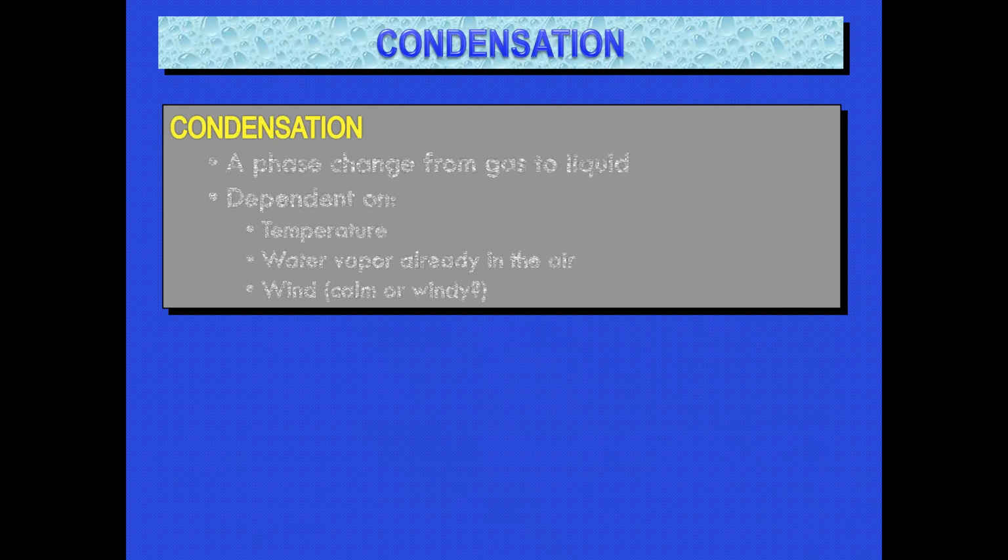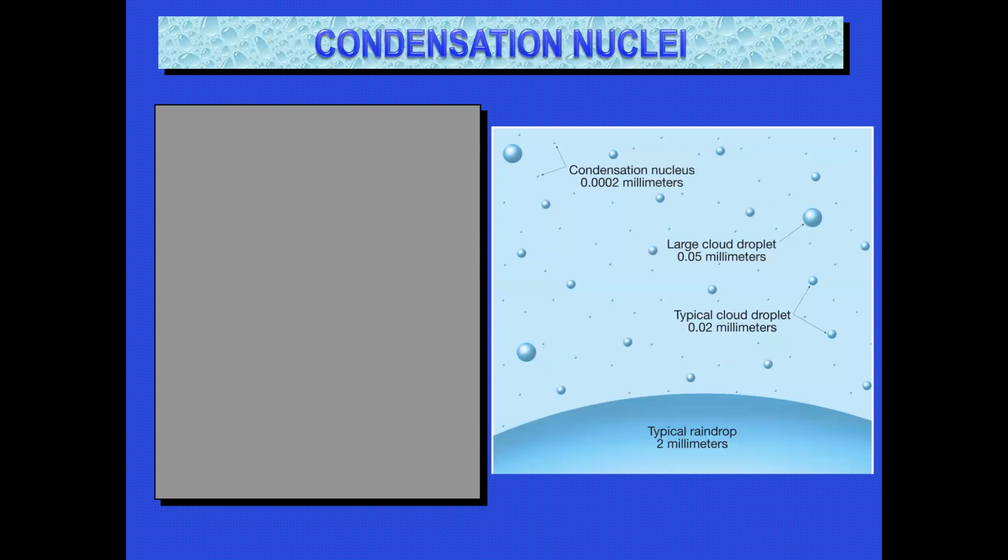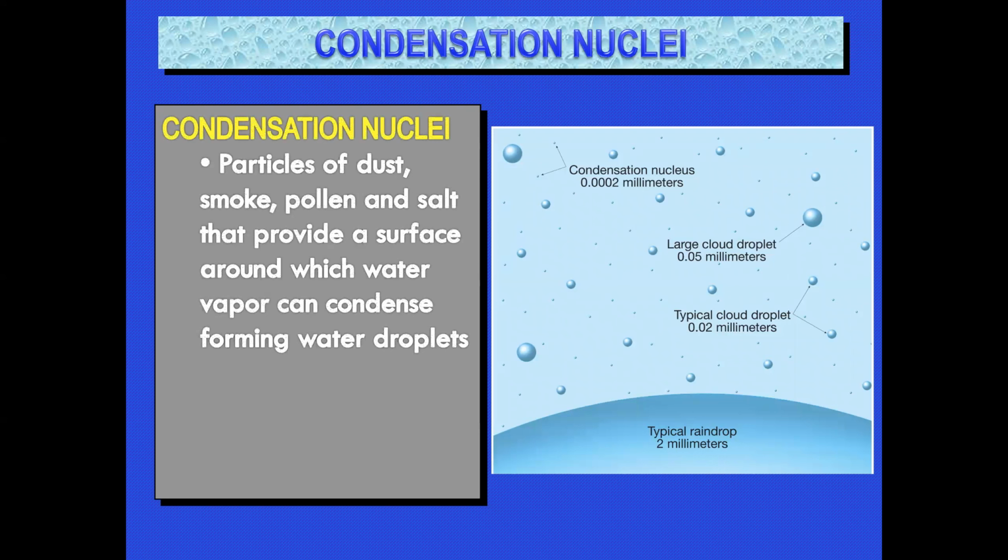Condensation, of course, is the opposite, the phase change from gas to liquid. It is affected by those three factors that you see there. Condensation nuclei is something that is in the middle of every single water droplet in the world. They tend to be little bits of stuff: dust, smoke, ash, pollen, salt. And they provide a surface around which water can condense, forming what you think of as a raindrop or a water droplet.